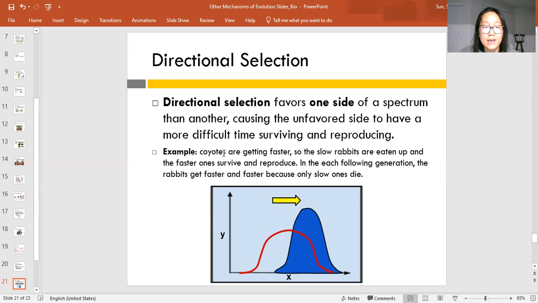The example is that coyotes are getting faster, right? So the rabbits that are slow on this side are getting eaten up, and the faster ones are the ones surviving and reproducing. And that means that if they're the ones surviving and reproducing, the new average is going to be faster, and they're all going to be slightly faster on average in the next generation because the slow ones are all dying. They're not making babies anymore. So that's directional selection, right? We're pushing from one direction.